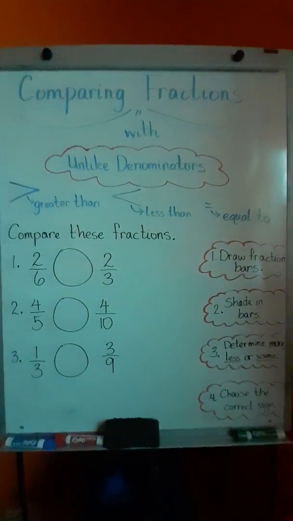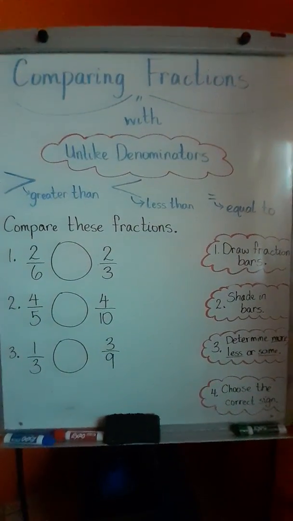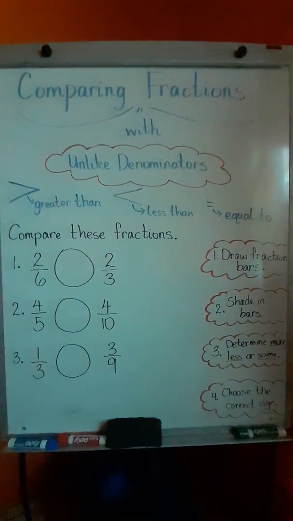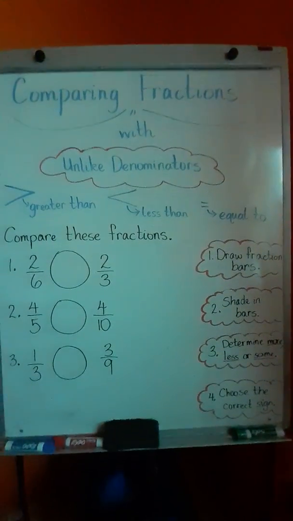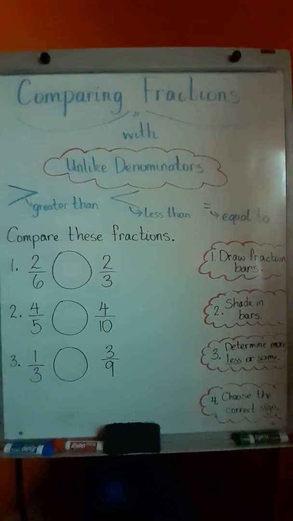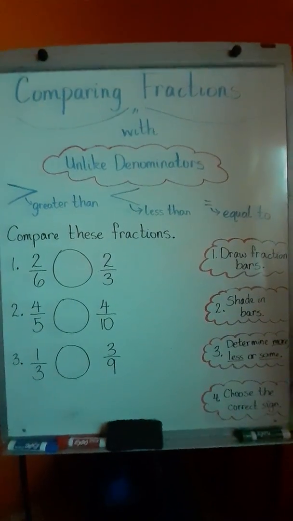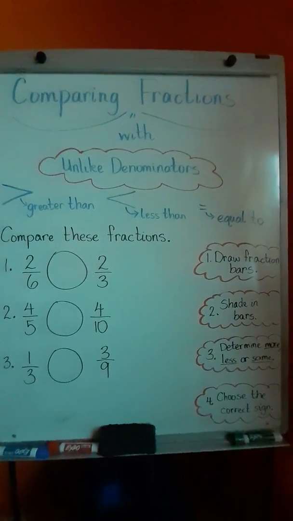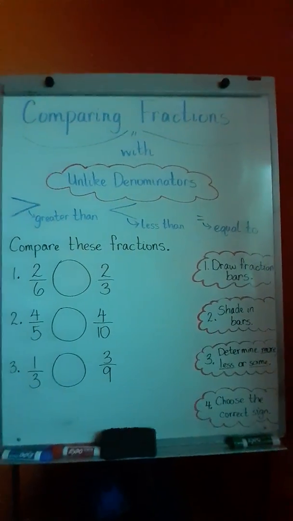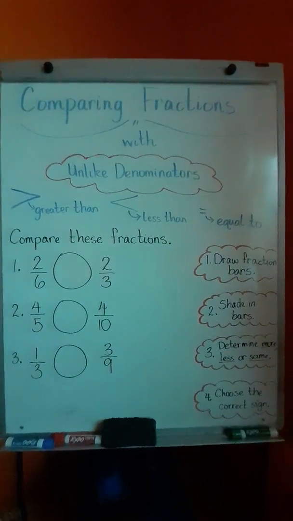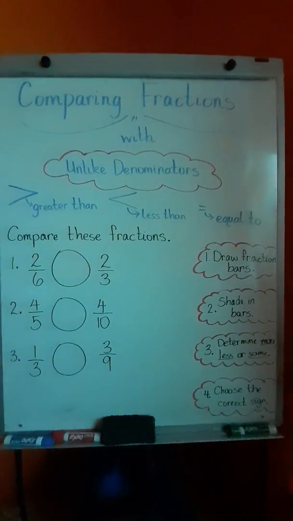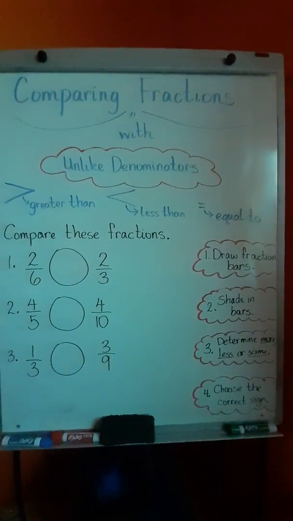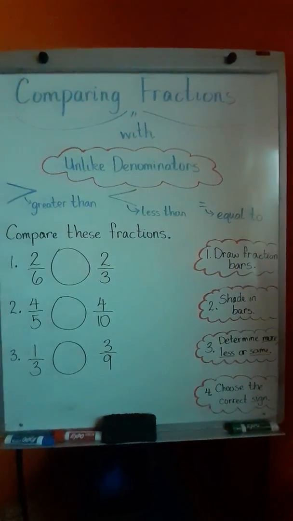Welcome back to iTeach, and we will be continuing on with the topic of comparing fractions, but this time we are focusing on fractions with unlike denominators. The denominator is the bottom number of your fraction. So we are comparing fractions whose denominators are different. As I said in our previous video, when we are comparing, we are using three signs: a greater than sign, a less than sign, and an equal to sign.